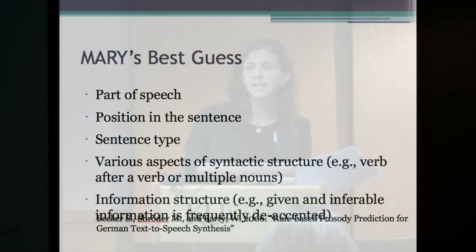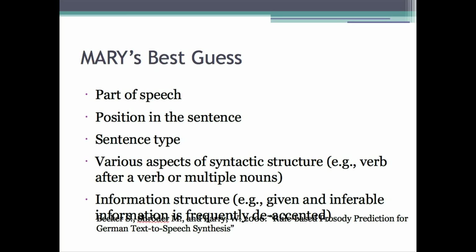Basically what we've done with that is Mary's best guess, again, is based on part of speech, position in the sentence type, and various aspects of syntactic structure: is it a verb after a verb, or multiple nouns? The information structure: is it given or inferable information, which is frequently deaccented? So basically if you say something like, if I were to go to the store, I would do this, there are stresses that you put on certain words as they come within independent or dependent clauses.